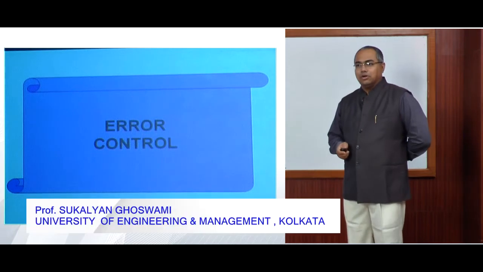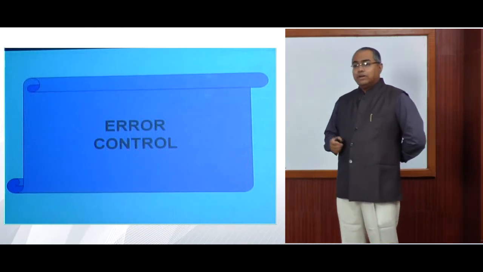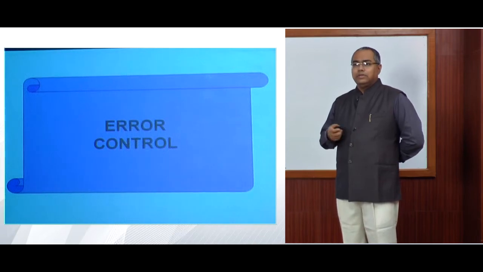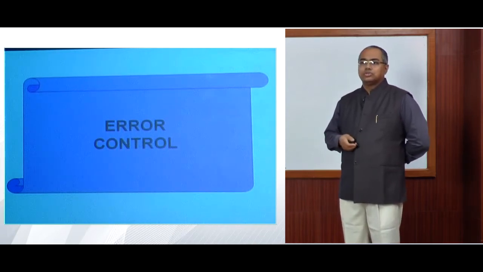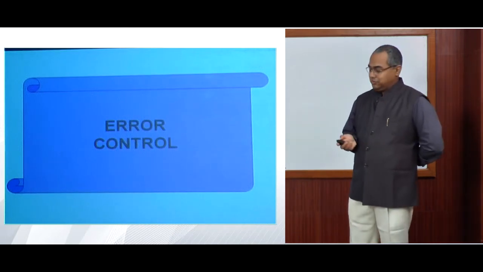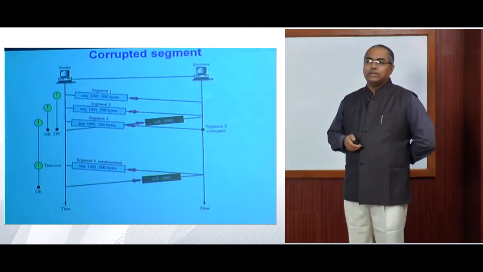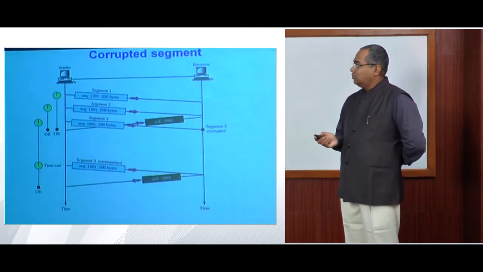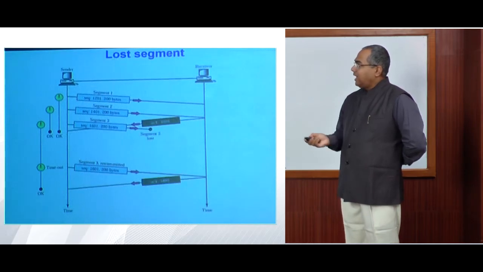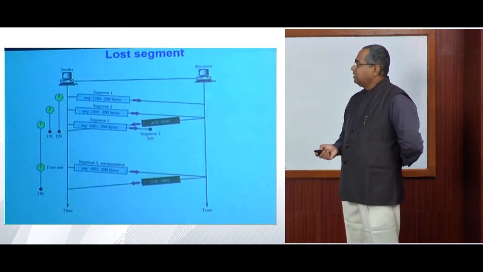Let us start the discussion on the next important property of TCP, that is error control. By virtue of this error control property, we discussed in the beginning that TCP ensures reliable transmission. This property will show us with examples how TCP ensures reliable transmission. There are three types of cases dealt with by TCP while doing this error control. One is corrupted segment, another is lost segment, and finally lost acknowledgement.